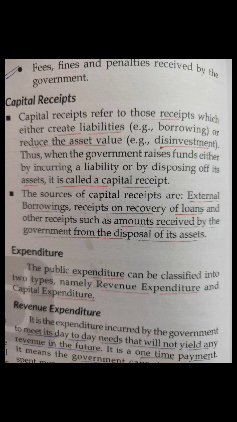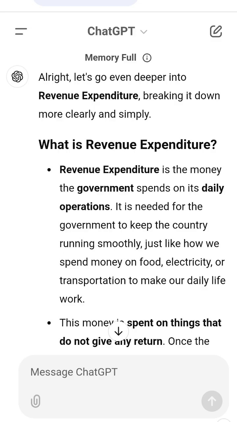Key points to remember about revenue expenditure. Doesn't create future benefits. The money spent doesn't come back as profit. Day-to-day expenses. These are the regular, ongoing costs the government needs to keep the country functioning. Government's regular bills. Think of this like the bills you pay for everyday needs, rent, electricity, groceries, but on a much larger scale, like paying salaries or maintaining defense systems.